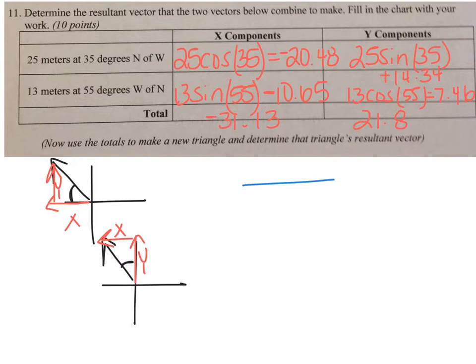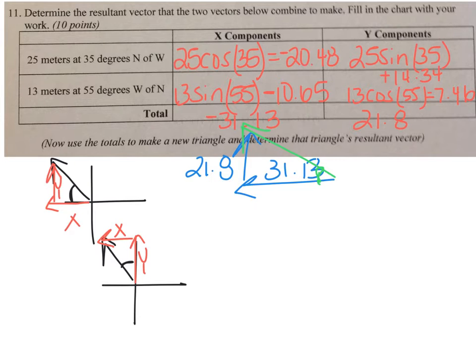So I'm going to go to the west 31.13. That negative is simply just telling us we're going in the negative direction, or west. And then a positive 21.8 will go up. And then our resultant vector will connect from start to finish, and this will be our angle. All right.